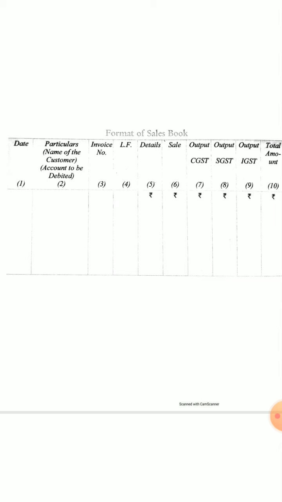Here you can see the columns: date, particulars, invoice number, ledger folio, details, sale, output CGST, output SGST, output IGST, and total amount. Since output CGST, SGST or IGST will be collected by the business, only output has been mentioned, and the sales has been mentioned, and details you can enter in the details column.